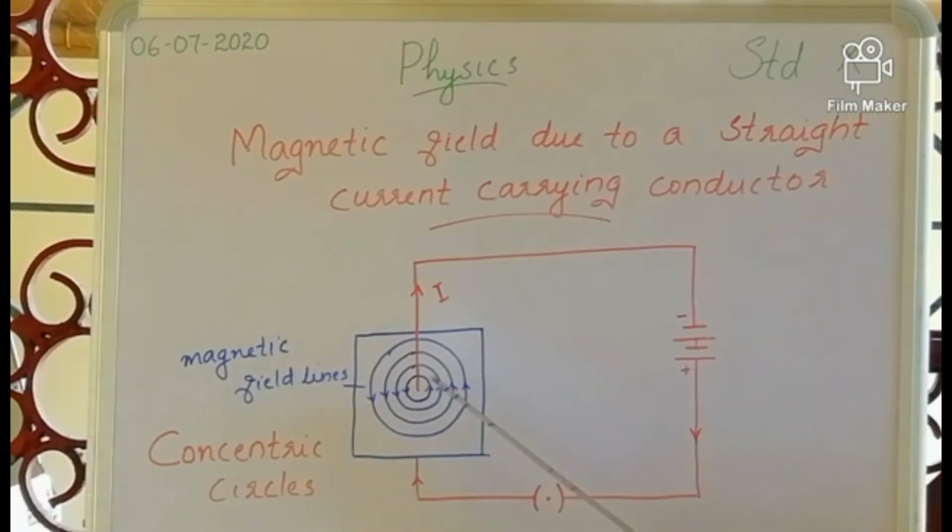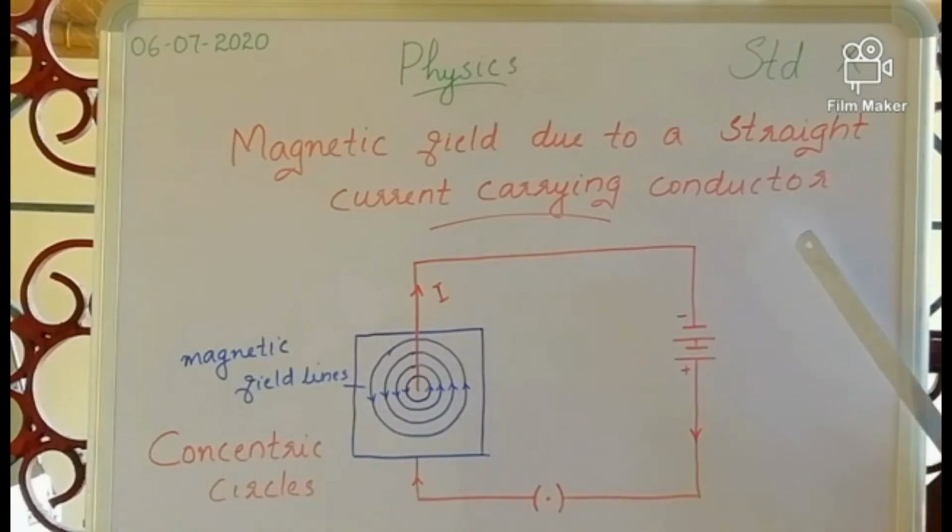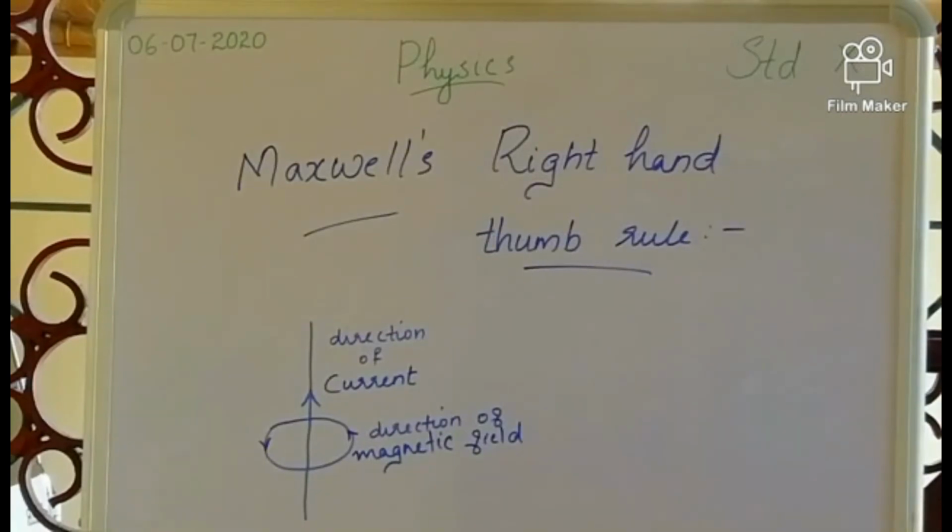That is, the concentric circles representing the magnetic field become larger and larger as we move away from it. Okay, so the magnitude of the magnetic field produced by a straight current carrying conductor at a given point is directly proportional to the current passing through the wire and inversely proportional to the distance of that point from the wire. If the direction of the current is known, we can find out the direction of the magnetic field by using Maxwell's right hand thumb rule.